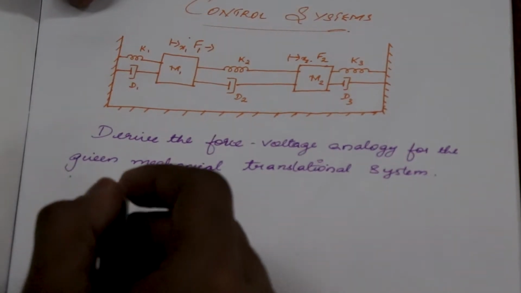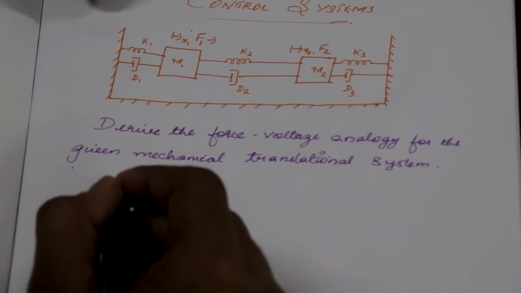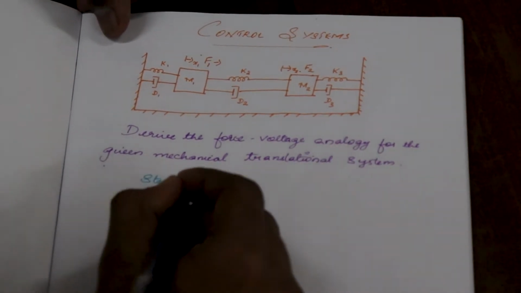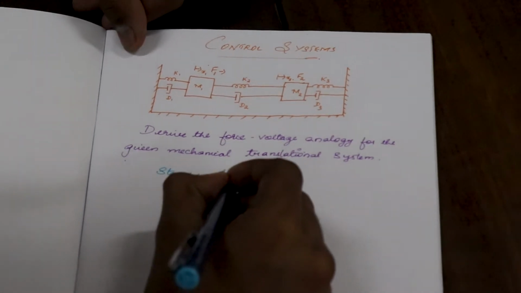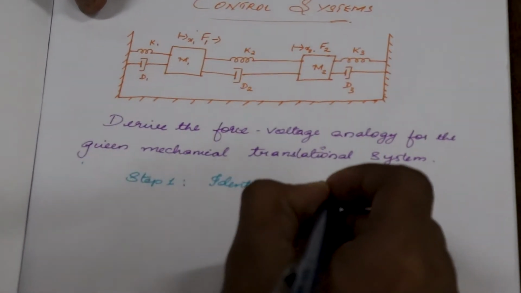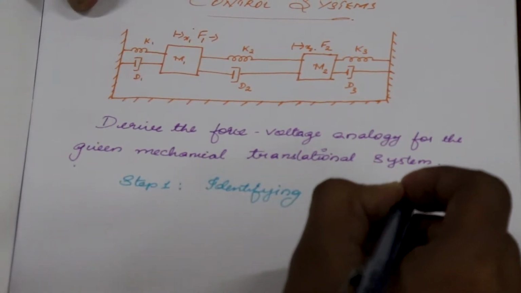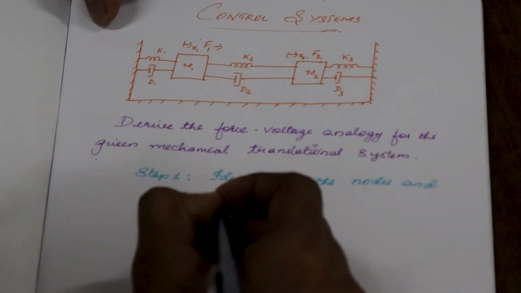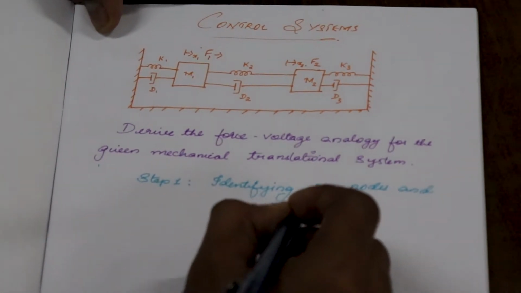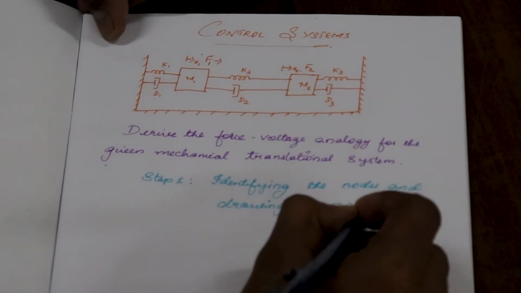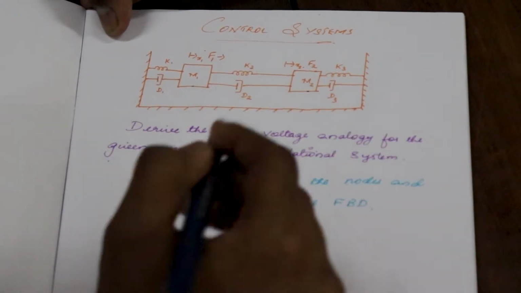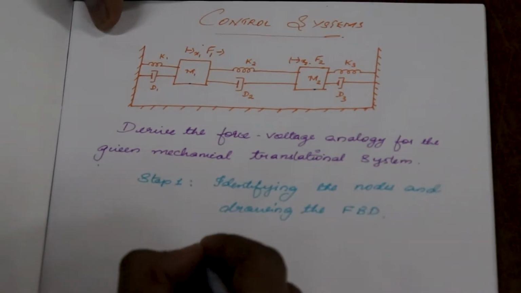Let us make the explanation so simple. Let us do it in a step-by-step manner. The first step is step 1, identifying the nodes and drawing the free body diagram. The nodes here are mass M1 and M2. So let us draw the nodes.